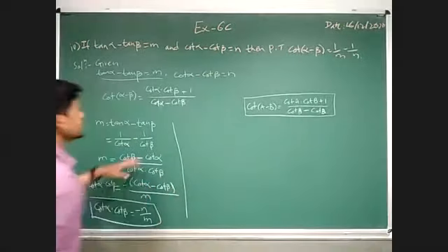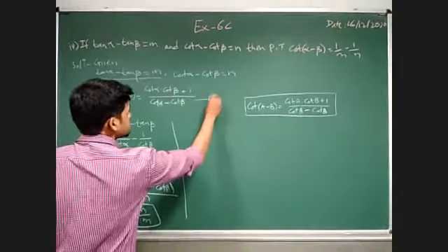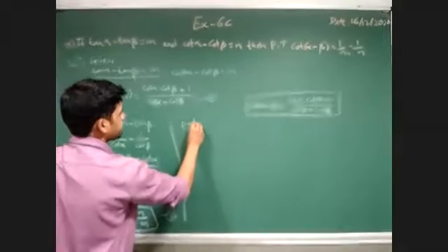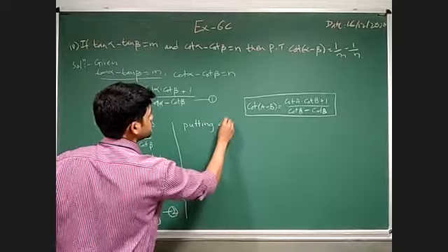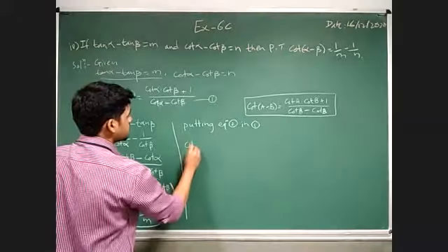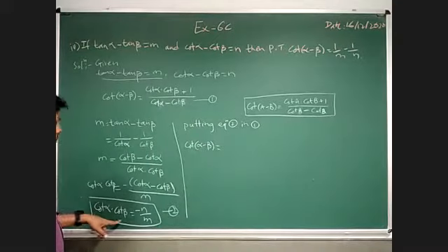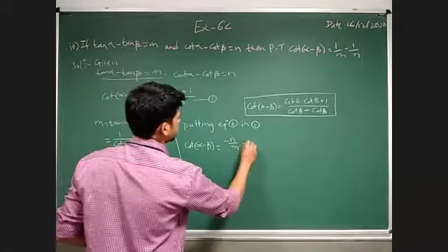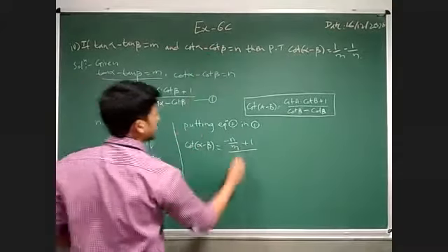Okay, so here I am going to put this value in this equation. If this is equation number 1, this is equation number 2, then putting equation 2 in 1. Okay, so here cot of alpha minus beta is nothing but, cot alpha into cot beta is minus n by m plus 1, and cot alpha minus cot beta, that is given n.